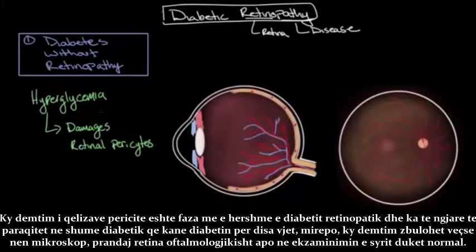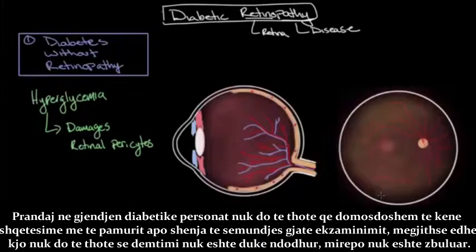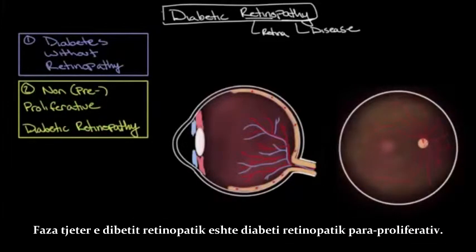However, unfortunately, this damage is only detectable under a microscope, and therefore the retina on an ophthalmologic or eye exam looks normal. It looks something like this. So early in the course of diabetes, individuals will not necessarily have visual disturbances or signs of disease on exam. However, this does not necessarily mean that the damage is not occurring.